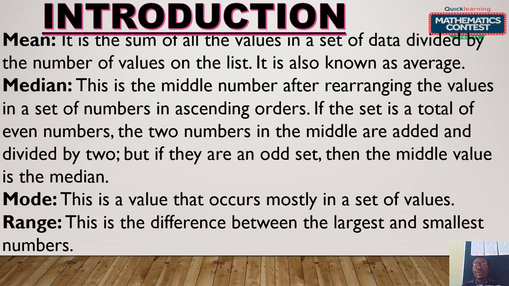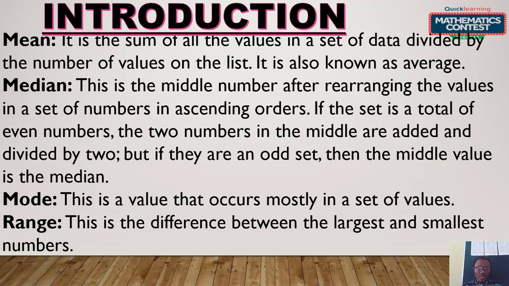So whenever you arrange your numbers from the lowest to the highest, the middle number is always taken as the median. But if we have a set of even numbers, you will observe that we have two middle numbers. So the two middle numbers are then added up, then divided by 2 to get the median. Now the next is the mode. This is the value that occurs most in a set of values. The one that has the highest frequency is what we call the mode.